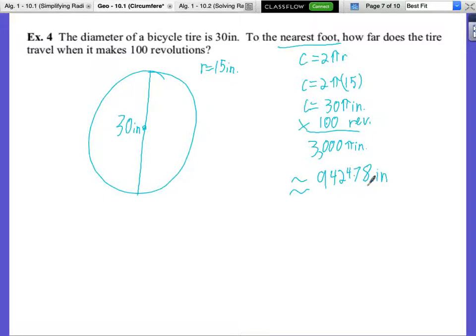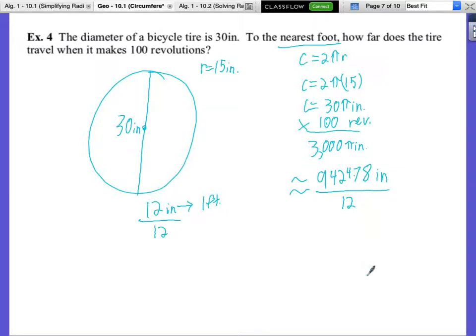And that's in inches, right? How many inches are there in a foot? 12. So if we had 12 inches, how many feet is that? 1 foot. What operation would you do? You divide by 12. Whenever you're going inches to feet, you divide by 12.